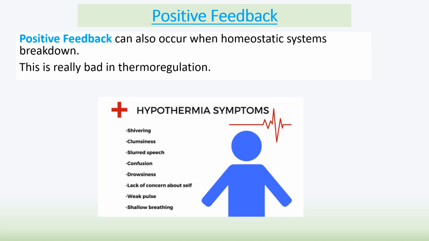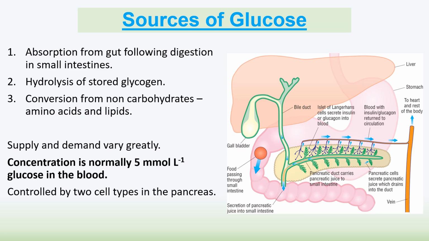Positive feedback is often a negative thing because it happens when homeostatic systems break down. So thermoregulation would be a bad thing because if you got too hot, you might get even hotter through positive feedback. So we're going to be focusing on glucose.